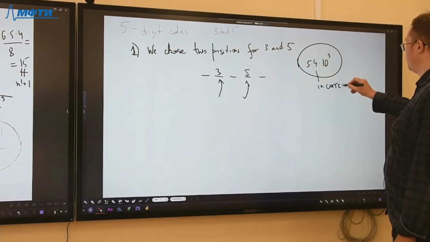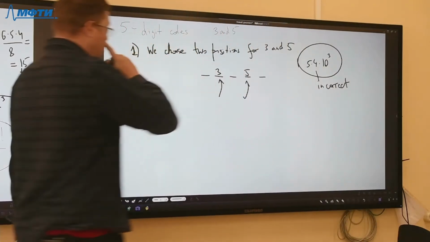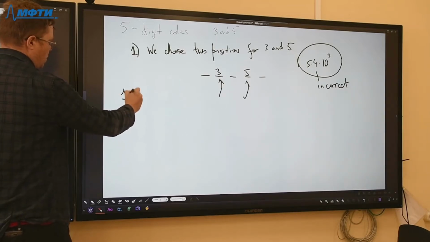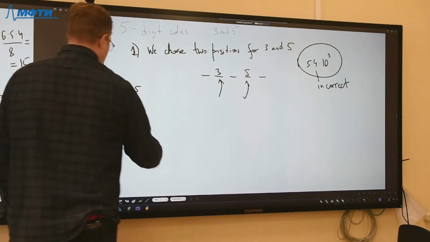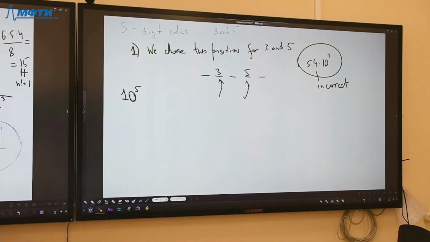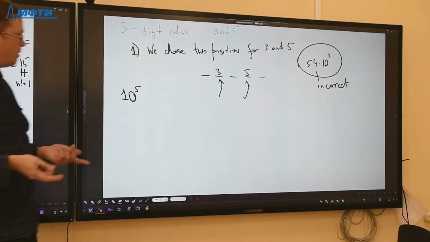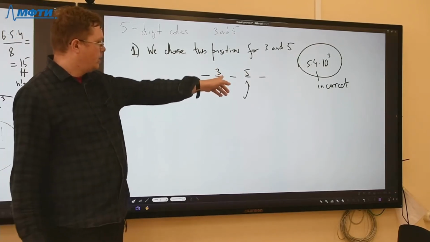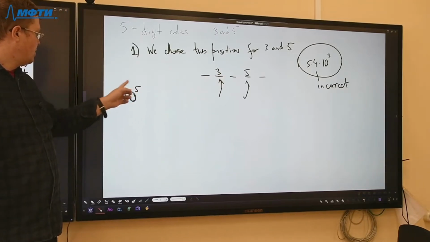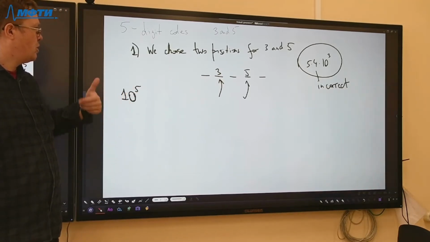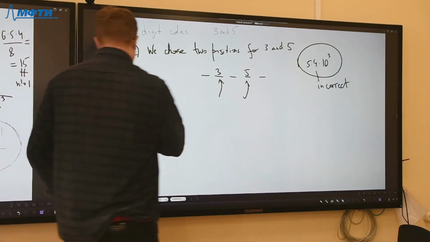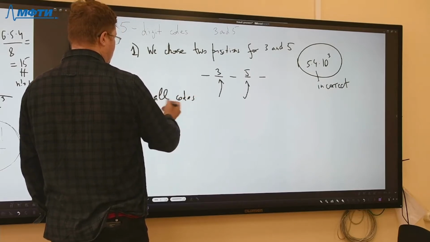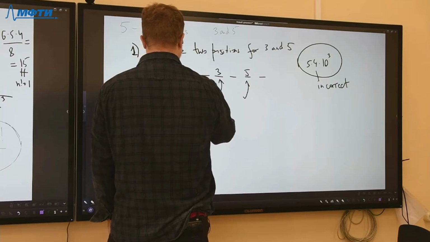No, because the correct answer is when you calculate it: you take all the 5-digit codes, which is 10 to the power 5, and then you subtract. So you need to have 3 and 5. For example, if you need to have at least one 3, then you can subtract the number of codes which don't have 3. So this is all codes.